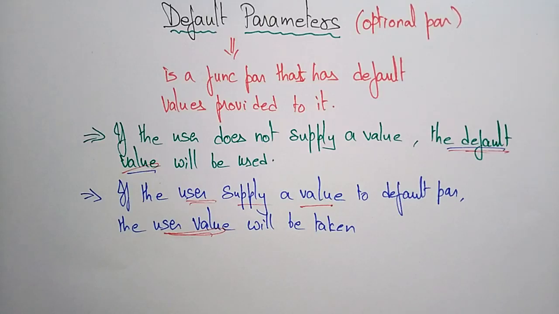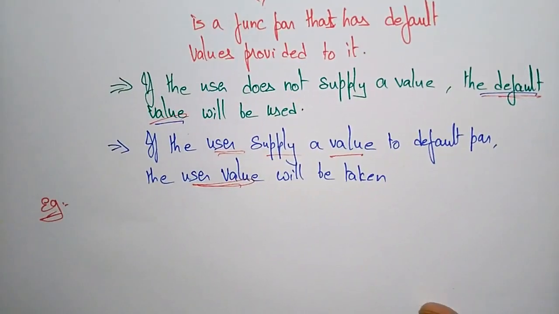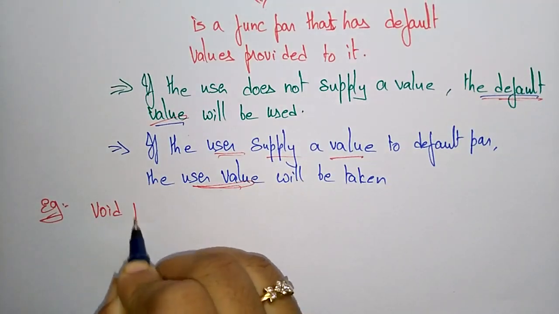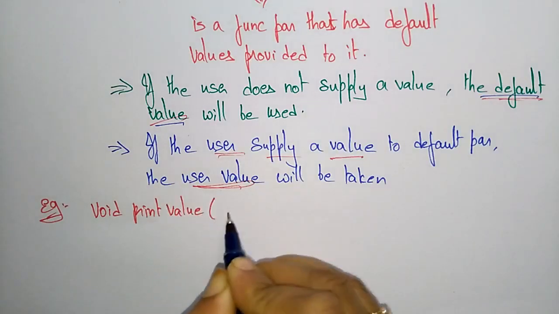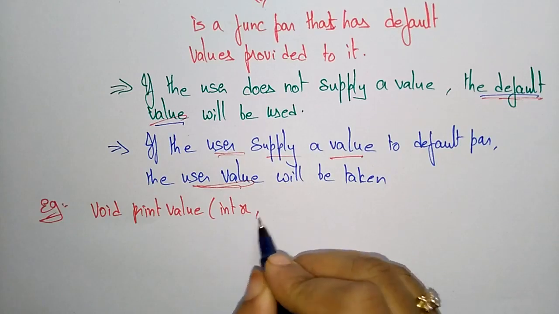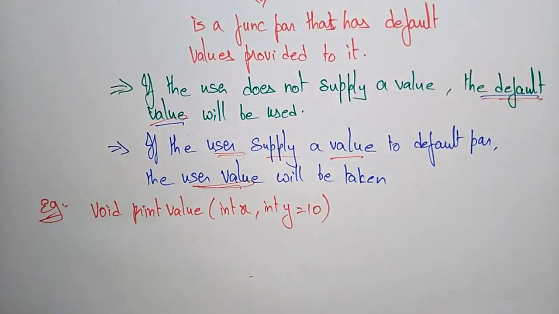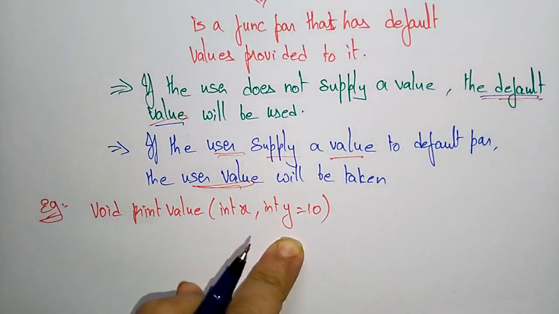Let us see one example of how these default values are executed in a program. Void print value. So I am taking the arguments: int x, int y is equal to 10. Here I have taken a default value, y is equal to 10.